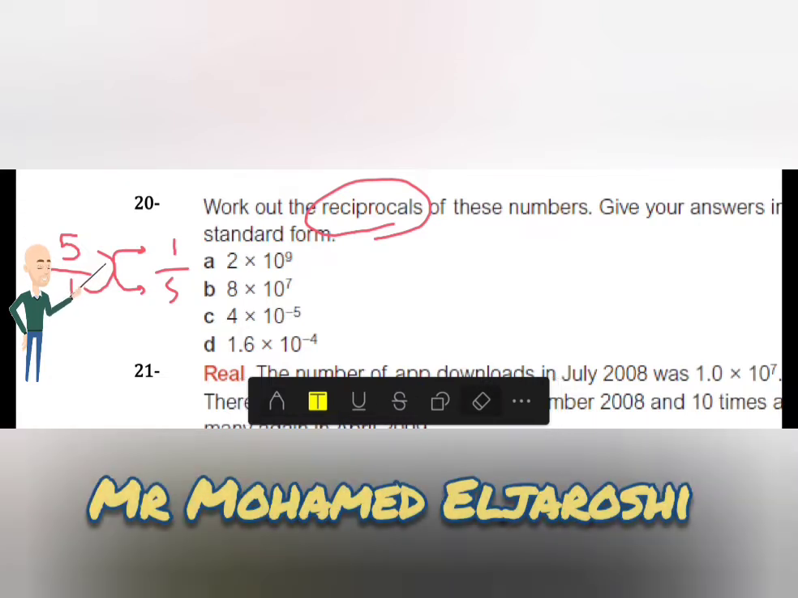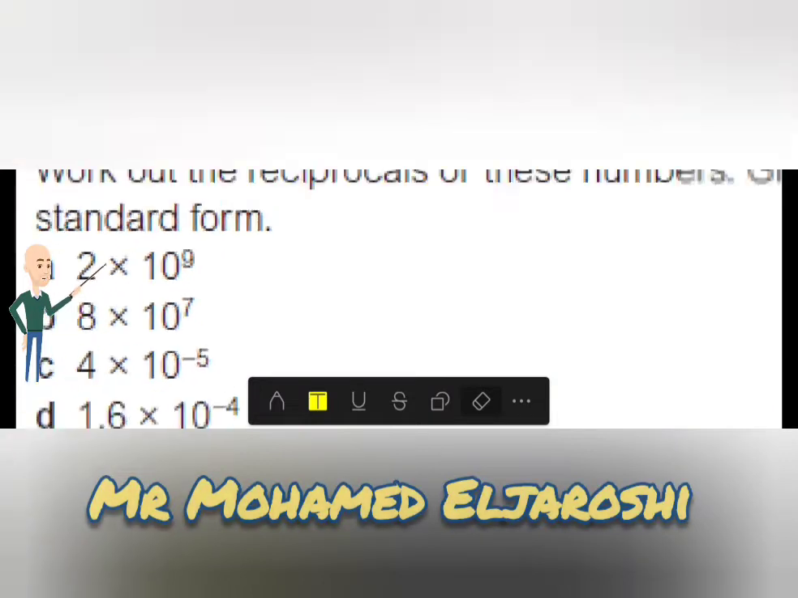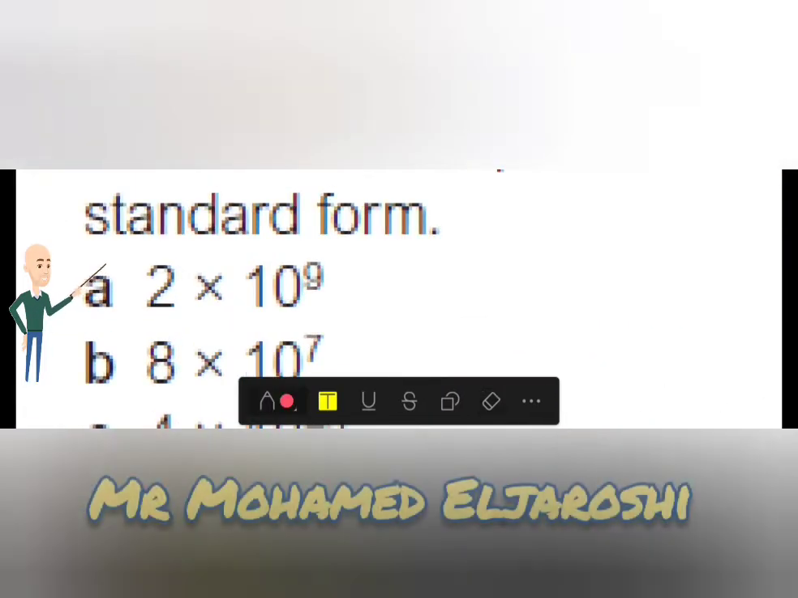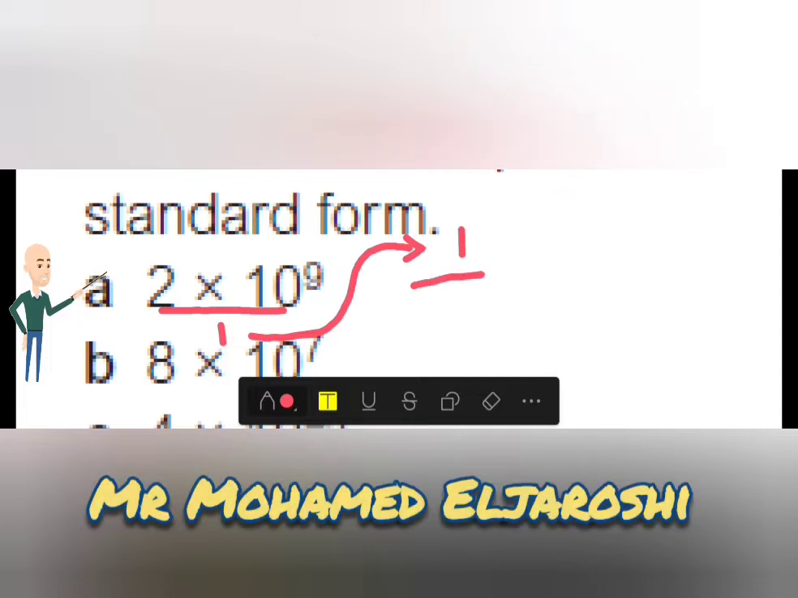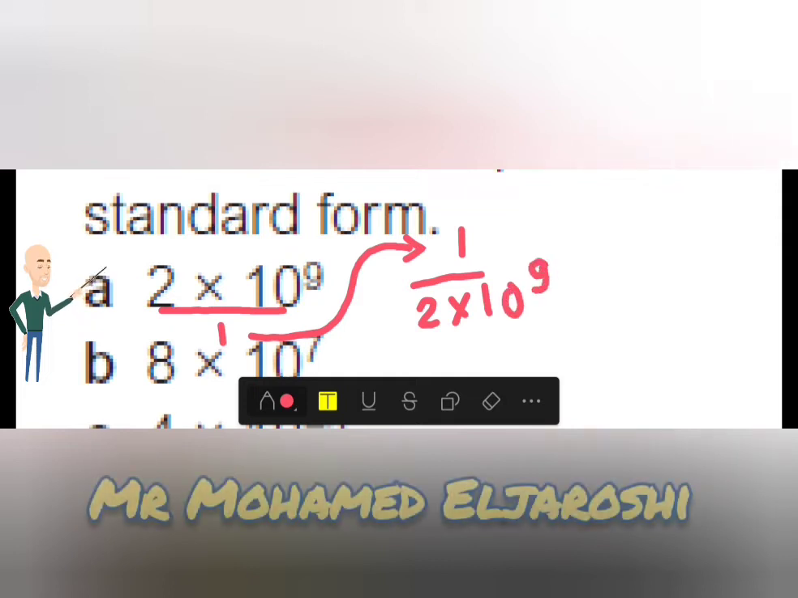Now, let's take a look at this one and how to answer it. Let's remove this. Maybe we can use the space. Okay, good. Now, for this one here, 2 times 10 to the power of 9. So what do we do? We say that this number is over 1. Okay, let's put it here. We need space, yes. And then we make them upside down. So it's going to be 1 over what? 1 over 2 times 10 to the power of 9. So this is the reciprocal of this number.